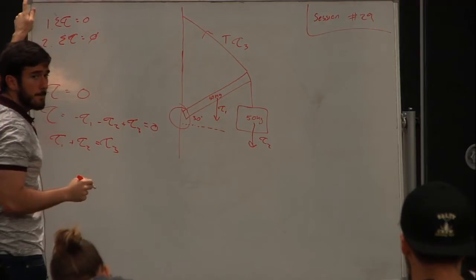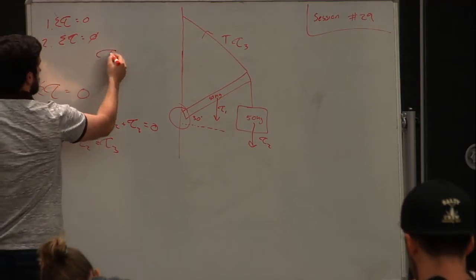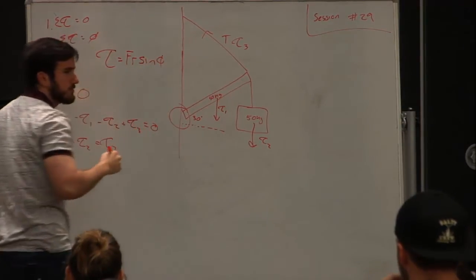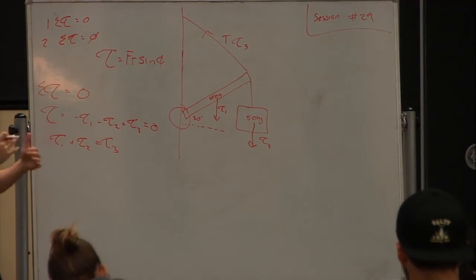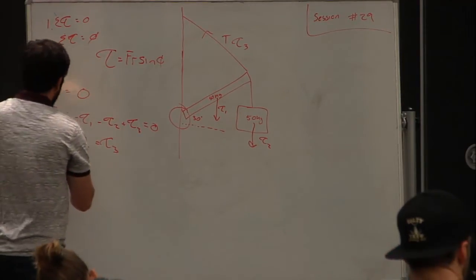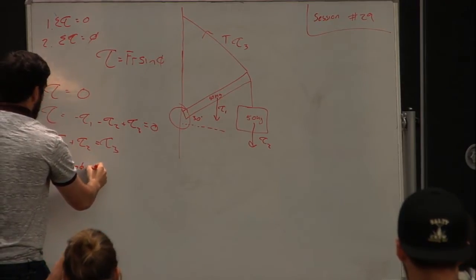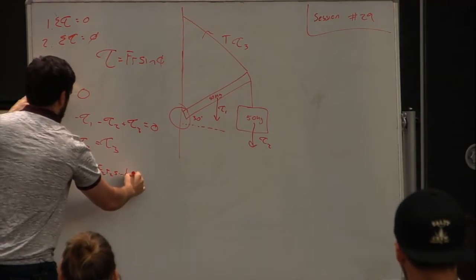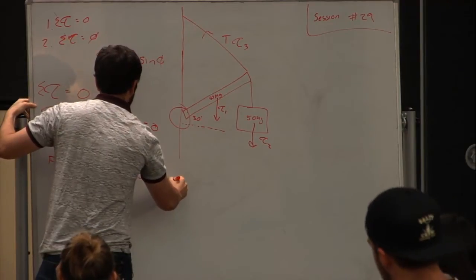Torque is equal to F R sine theta, the angle which nobody seems to know the name of. All right, so the next step is to plug that in everywhere. So we get F1 R1 sine theta 1 plus F2 R2 sine theta 2 is equal to F3 R3 sine theta 3. Good? Right, yeah, this step right here.